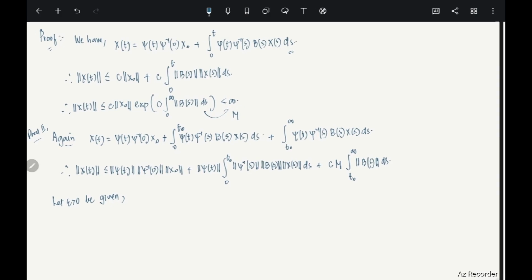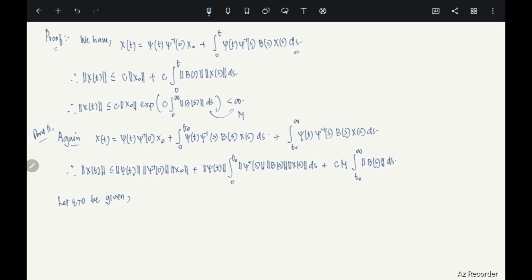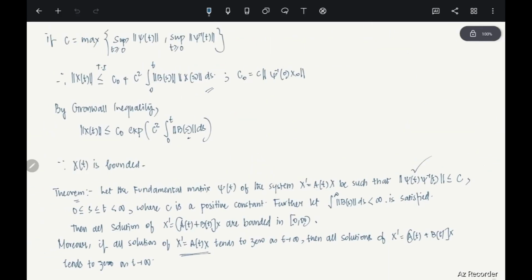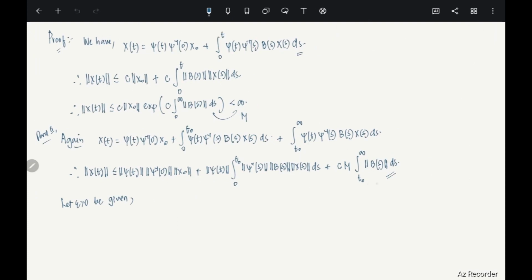Now, see, the thing is, if you look at this particular b of s, what is the condition on b of s? I wrote somewhere that the integral of b of s is finite. This one is finite, given. I hope this is okay. So basically, b of s is summable. Since b of s is summable, this particular thing, the integral from t naught to infinity of norm of b s ds, can be made less than or equal to epsilon by 2.